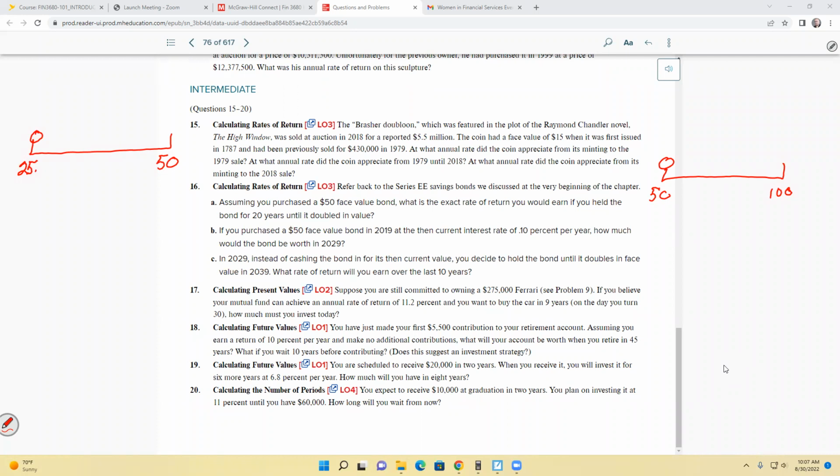So if we look at the first one here, assuming you purchase a $50 face value bond, what is the exact rate of return you would earn if you held the bond for 20 years, until it doubled in value? Now, why do they say the exact rate of return? Because they don't want you to do the rule of 72. Exactly, because it says here double, so some people are going to use rule 72 and ballpark it. We want to know what's the exact number. So what is the exact rate of return on this thing?